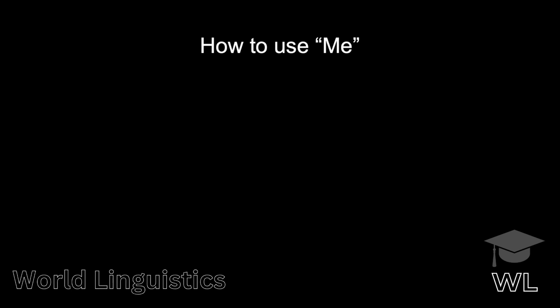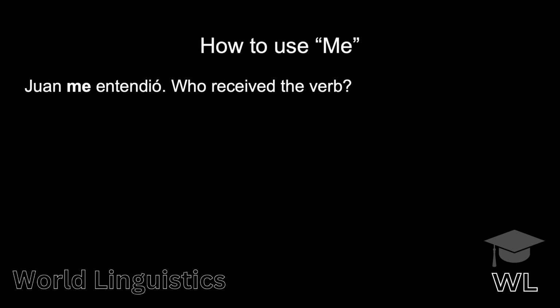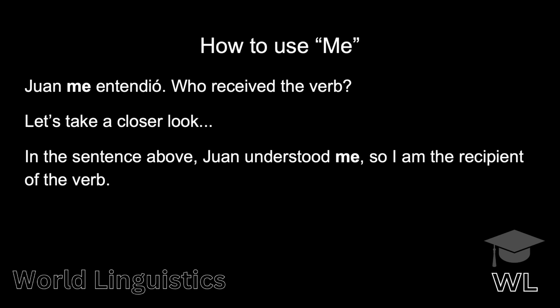How do you use me? Juan me entendió. Who received the verb? Let's take a closer look. In the sentence above, Juan understood me, so I am the recipient of the verb.